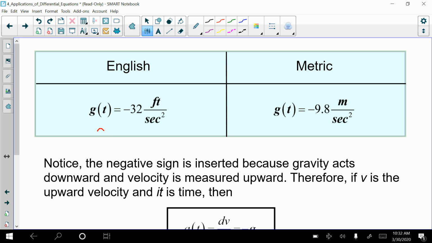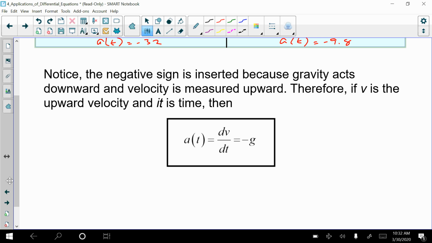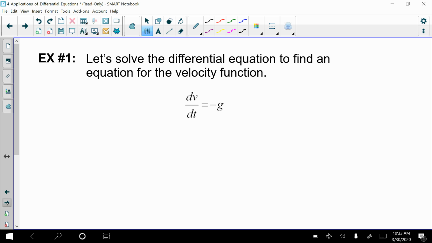And this is essentially your acceleration function, negative 32, or we have an acceleration function of negative 9.8. Now, moving on here, we see that they're writing the acceleration function as a differential equation. So we've already seen up top that acceleration is essentially just whatever the value of the gravitational constant is. But we can write it in the form of a differential equation and therefore be able to separate it and solve it so that we can identify what velocity would be. And that's exactly what we're going to be taking a look at first.